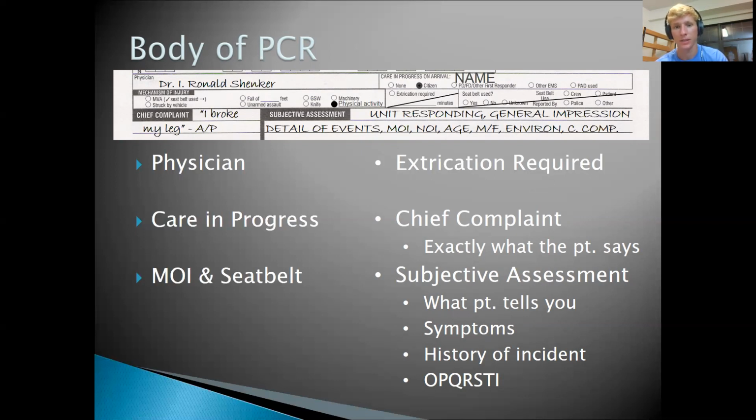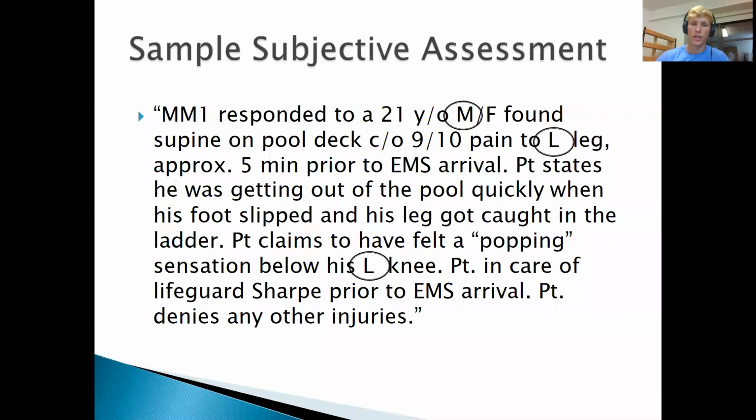That's subjective assessment. I'll give an example just after this. So, MM1 responds to a 21-year-old male found supine on the pool deck, complaining of 9 out of 10 pain to left leg, approximately 5 minutes prior to EMS arrival. Patient states he was getting out of the pool quickly when his foot slipped and his leg got caught in the ladder. Patient claims to have felt a popping sensation below his knee. Patient in care of lifeguard Sharp prior to EMS arrival. Patient denies any other injuries.